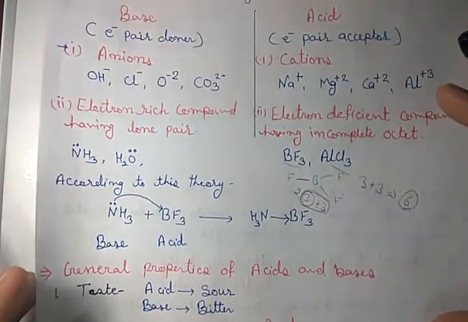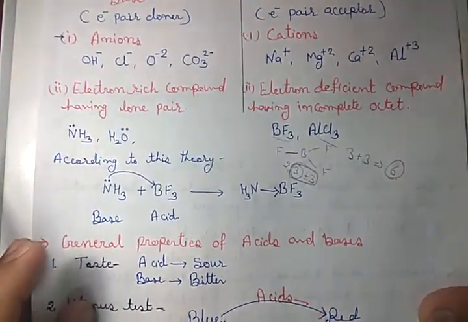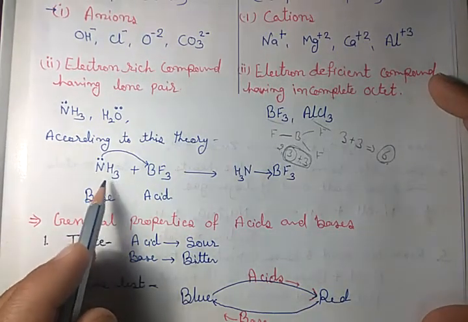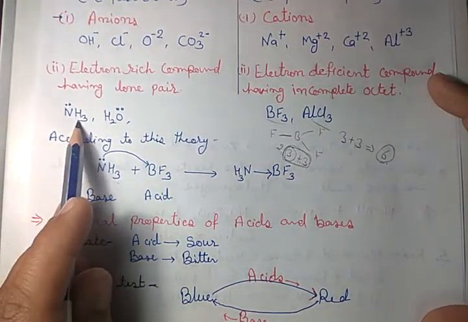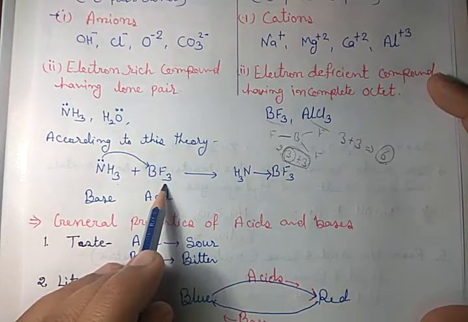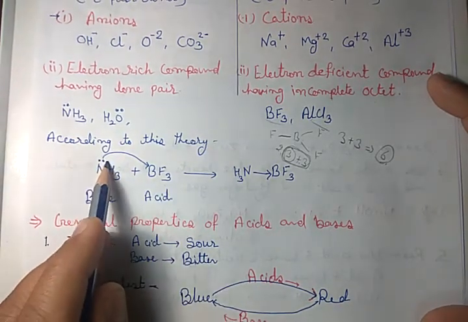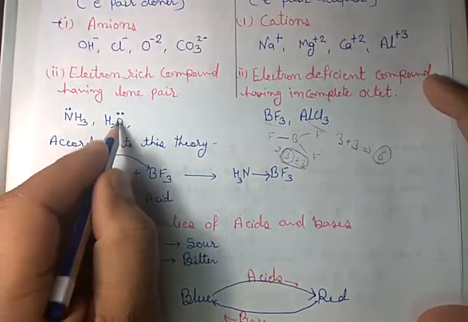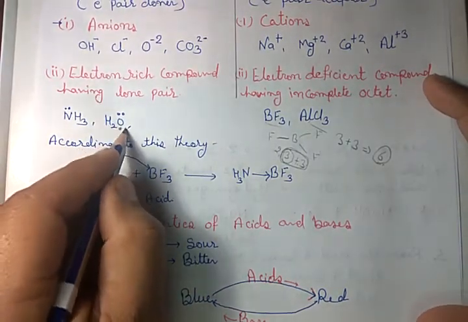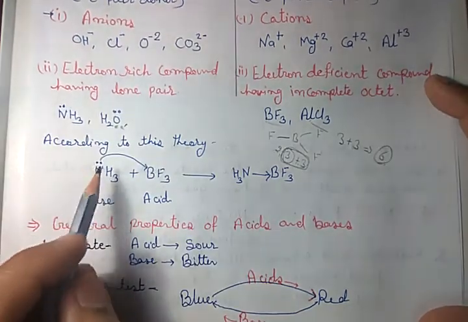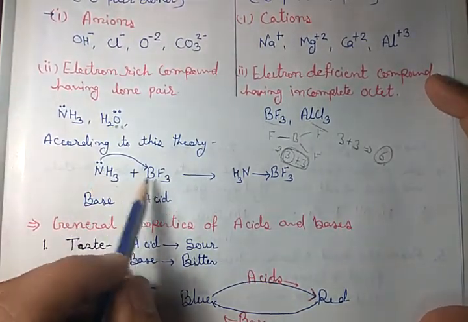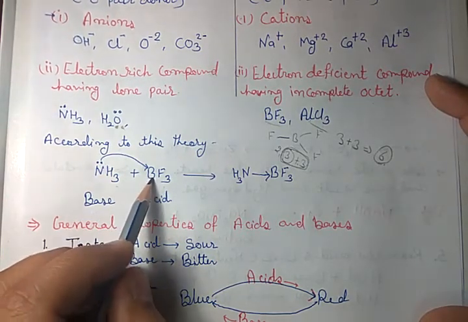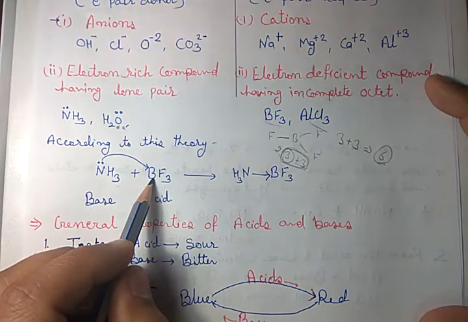Now, how do an acid and base react with each other? To understand it, I am taking one example, NH3, which is a base, reacting with BF3. Here nitrogen has one lone pair, and oxygen has two lone pairs. Now come again to the example, NH3 plus BF3. NH3 has one lone pair, and boron is an electron deficient compound.